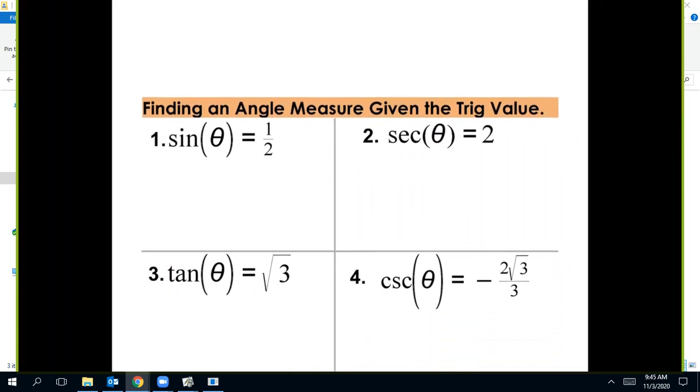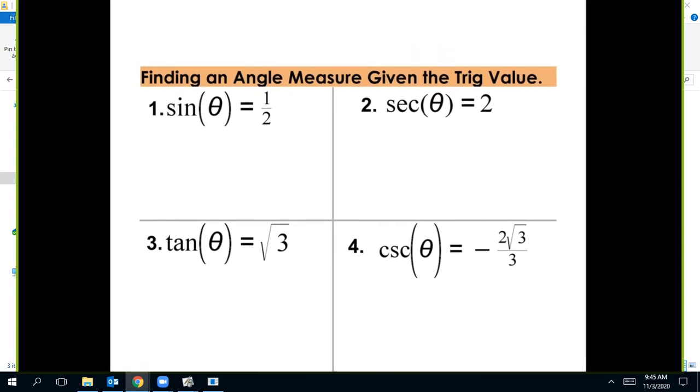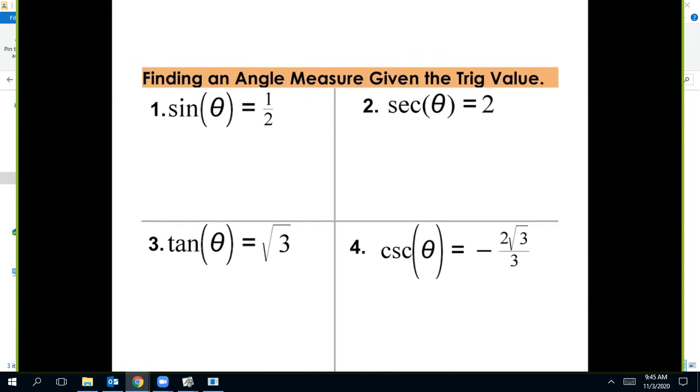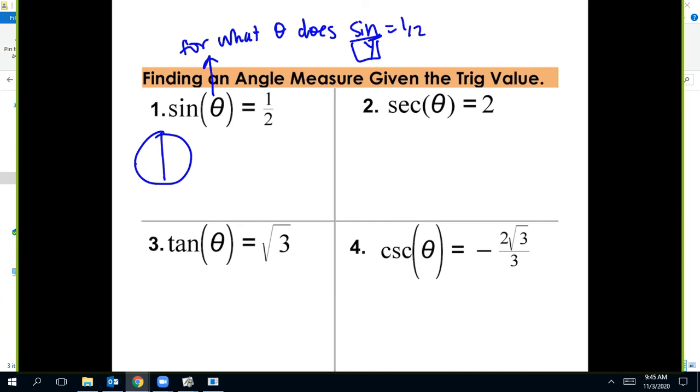Okay, last couple things is just taking values as answers and finding the angle that goes with that value. So where on the unit circle, this is saying, for what angle does sine equal 1/2, or y is the main thing. And so if I look at my unit circle, a y of 1/2 happens close to the x-axis, positive. And so those values are pi over 6 and 5 pi over 6.